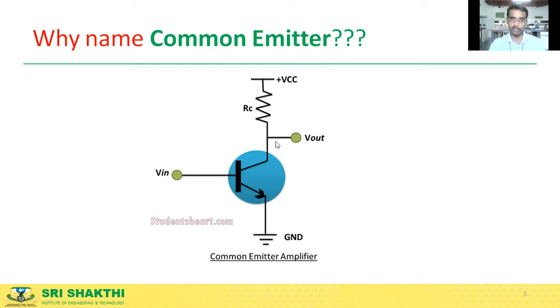So we have used the base, we have used the collector. So which is the one which is left out? It is the emitter. So the emitter is common between the input and the output. That's why you call it common emitter. In a common collector or emitter follower, we take the output with a resistance here, right? The input terminal is the base and the output terminal is the emitter, and the unused terminal, which is common between the input and the output, will be the collector.